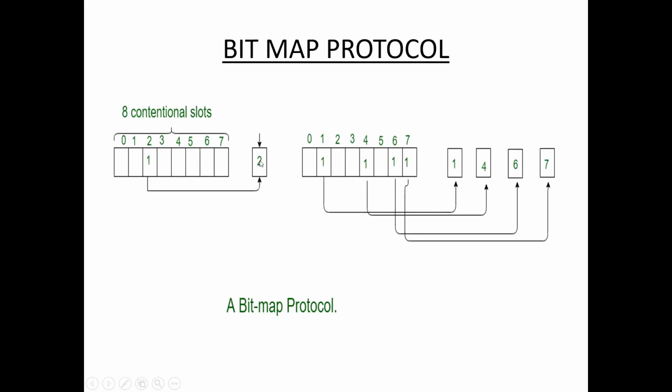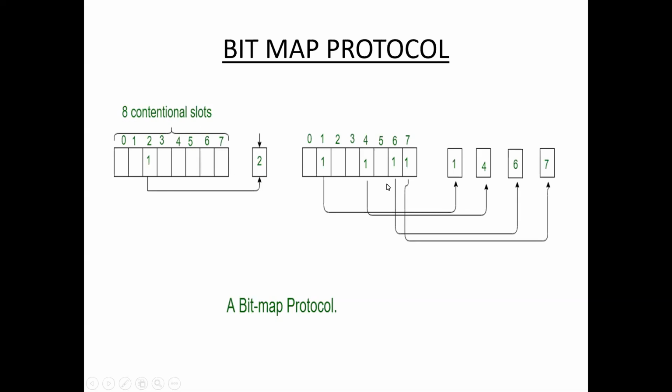Suppose any station has to transmit data, then it transmits bit 1 in the respective slot. Suppose here station 2 has to send the frame, so it transmits a bit 1 in the second slot. The bitmap protocol is a collision-free protocol. Each contention period consists of n slots. In this example, the contention period consists of 8 slots. If any station has to send the frame, it transmits a bit 1 in the respective slot. In this example, station 2 transmits bit 1 in the second slot.